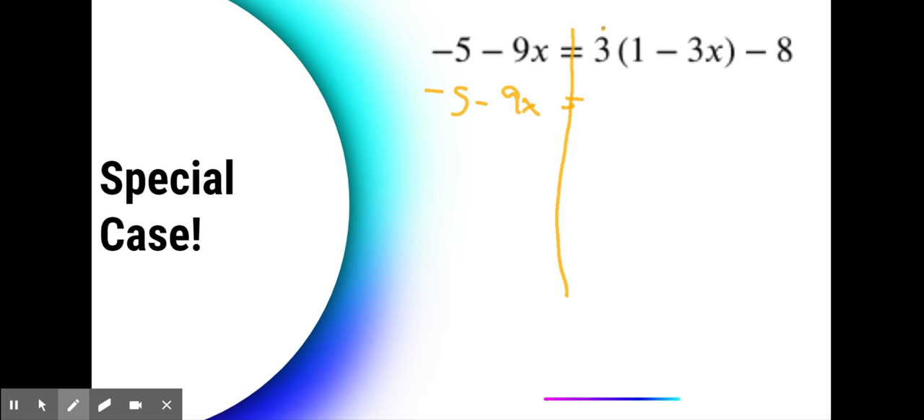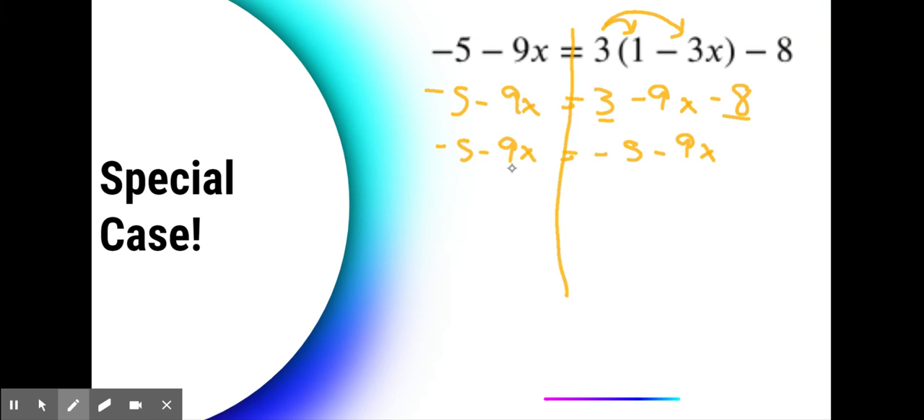Equals, I do have distributive property here. 3 times 1 is 3. 3 times negative 3x is negative 9x, and I bring down the minus 8. Okay, so I distributed. Now I look to see if I can combine. On the left, there's nothing to combine, so I'm just going to copy it. On the right, I have 3 minus 8, which is negative 5 minus 9x. Okay, notice both of these sides look exactly the same.